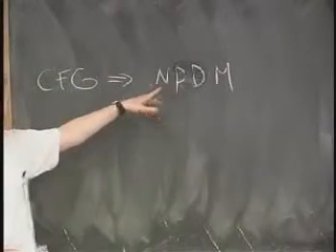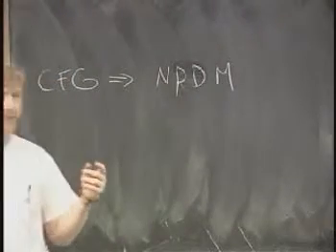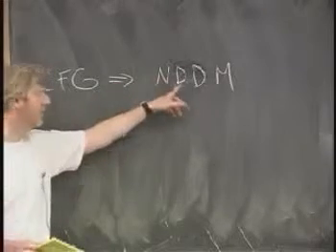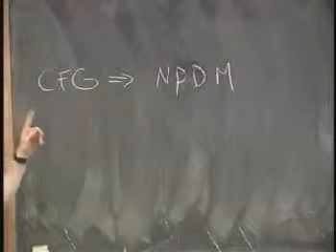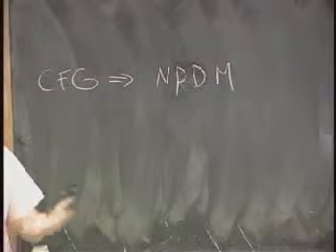Those really are the same. If you have a context-free grammar, you can come up with a non-deterministic push-down machine, and vice versa. If you have a non-deterministic push-down machine, you can come up with a context-free grammar. And that equivalence is a fundamental pillar of this level.